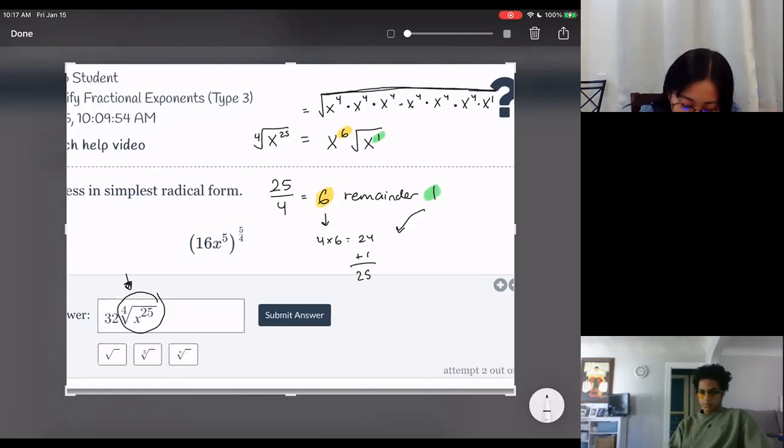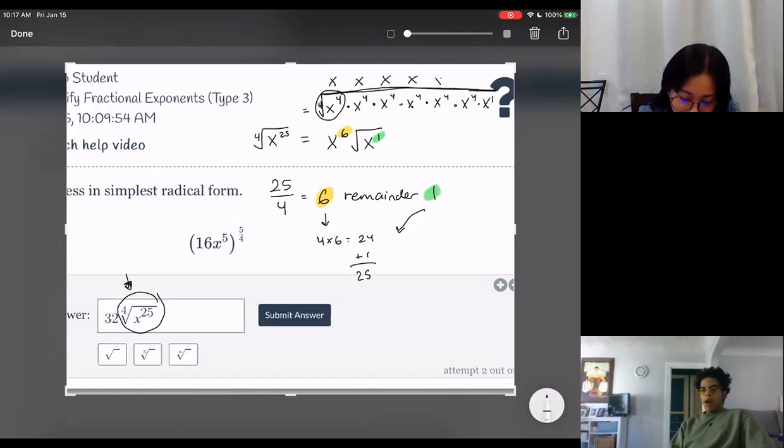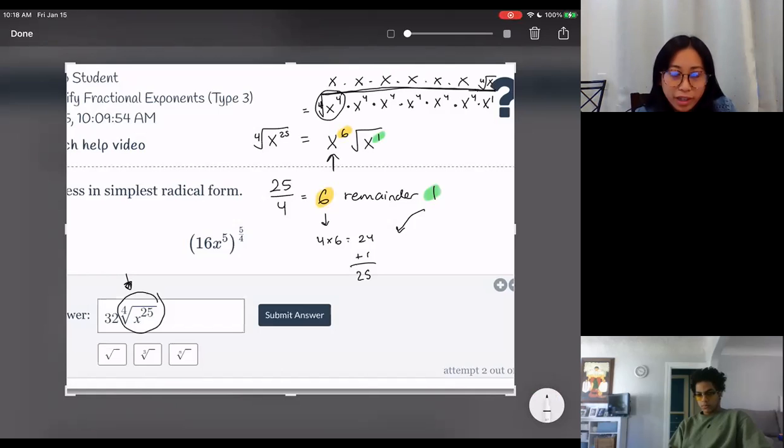Now each of these pieces, I can't really point, so I'm going to circle them. Each of those pieces is going to be simplified to just x because we're taking the fourth root of it. So that's an x, here's another x, here's another x, here's another x, here's another x, here's another x. And then this last piece is going to remain in the fourth root because that can't simplify anymore. So if you have 6 x's being multiplied together, that's where your x to the power 6 comes from. And that one little leftover, that's your remainder.